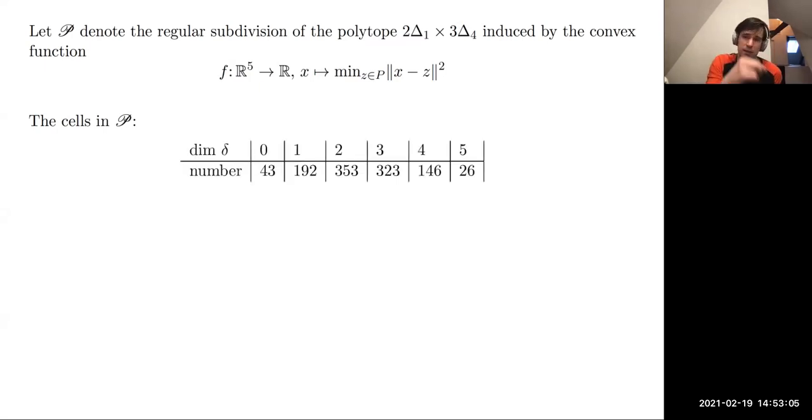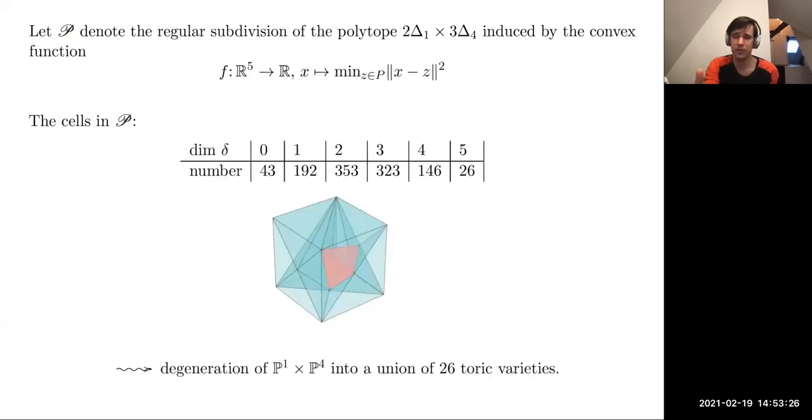If we do this, we get a subdivision which has many cells. It has 26 maximal cells, and of course the numbers here are quite big. And it corresponds to degenerating P1 cross P4 into a union of 26 toric varieties. And of course, again, you have this one irrational polytope, this Hasse-Pirutka-Colliot-Thélène-Kahn polytope, that appears somewhere inside this subdivision.